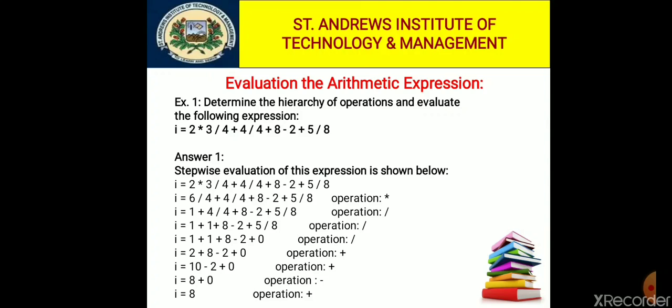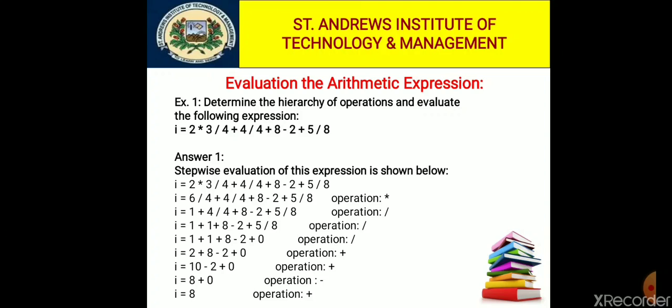4 divided by 4 means 1. So 1 plus 1 remains same, 8 minus 2 plus 5 divided by 8. Then again we will calculate the division operator, 5 divided by 8. It is 0 point something, then we will use only 0. So the expression is 1 plus 1 plus 8 minus 2 plus 0. First priority complete. Then we will come in second priority, addition and subtraction.